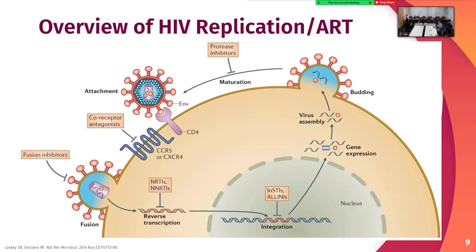But as you can see, when the HIV virus first fuses into the cell, this is where our fusion inhibitors typically act. They then go through reverse transcription, which is where our NRTIs and NNRTIs work. And then they are integrated into the host DNA through integration, and that's where our INSTIs work. And then they go through budding and maturation, and that's where our protease inhibitors typically work.